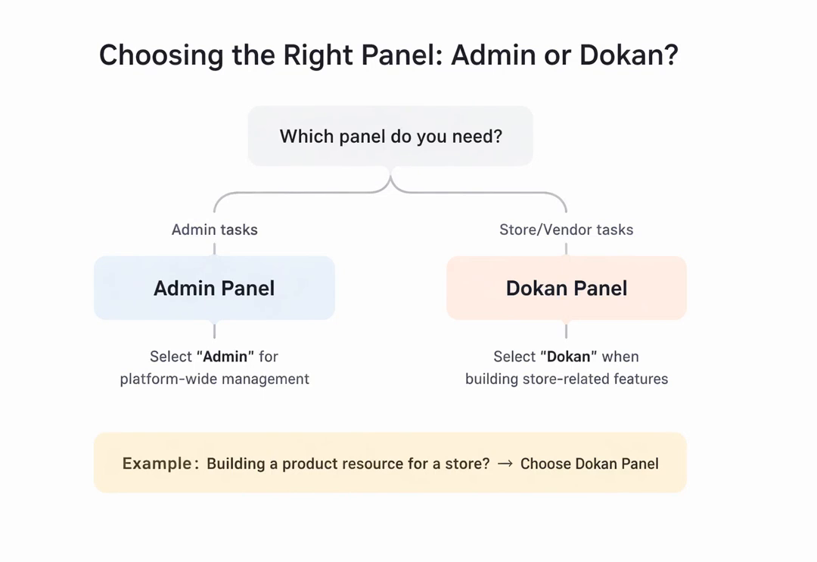So when you're working inside the panel and you see two options, admin and DoCan, how do you decide which one to use?